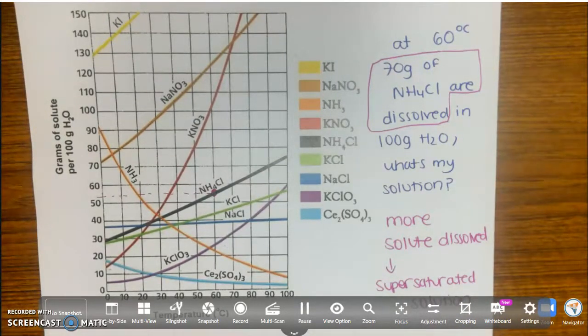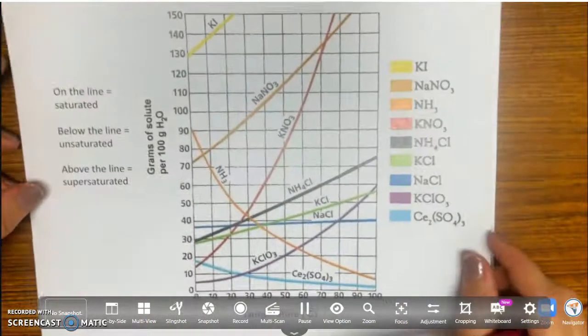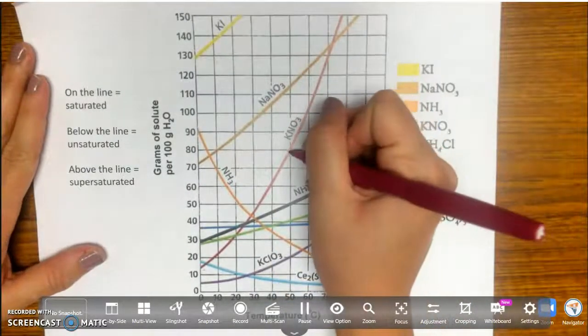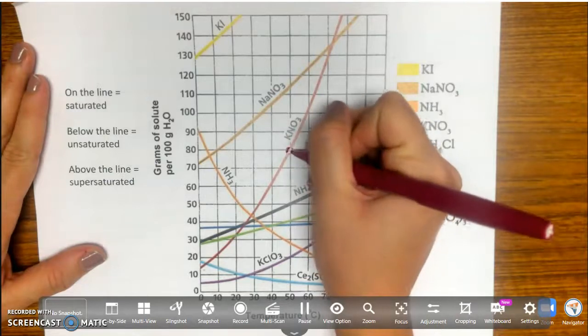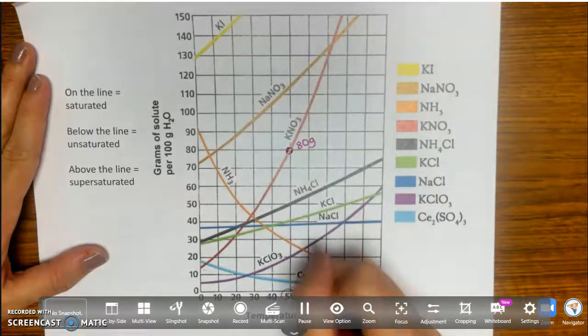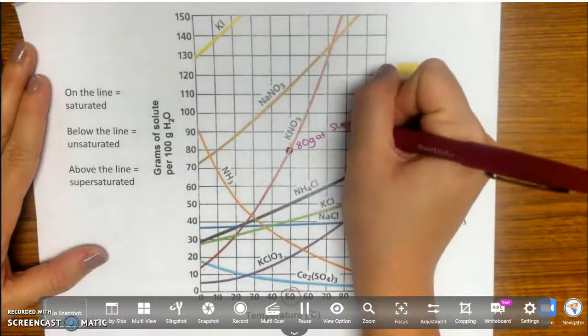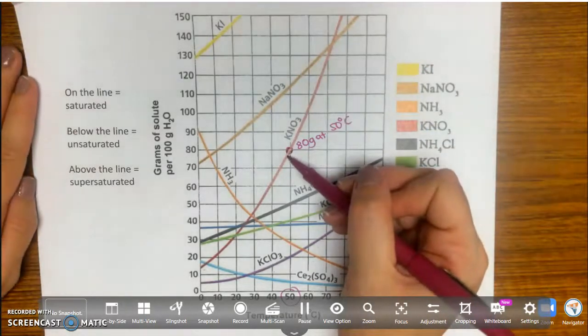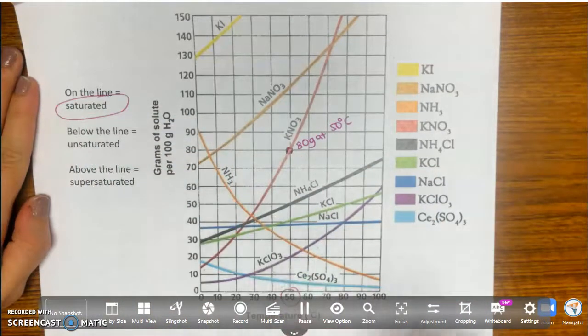And so when you're looking at a solubility curve, and you have a problem, if the number on the problem is the same amount of solute as what's on the line, so let's say for potassium nitrate, this right here is 80 grams at 50 degrees Celsius. So if I read a problem and it was right on my line, it said I have 80 grams at 50 degrees Celsius dissolved in 100 grams of water, that would be a saturated solution.